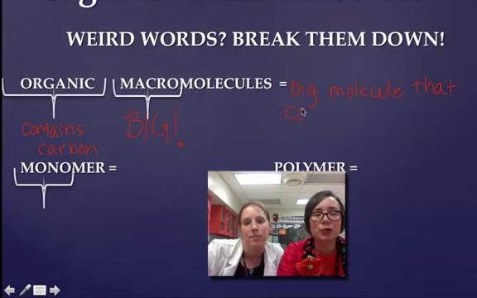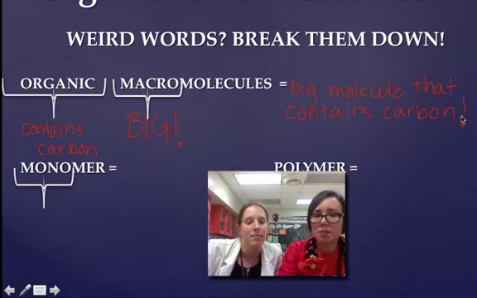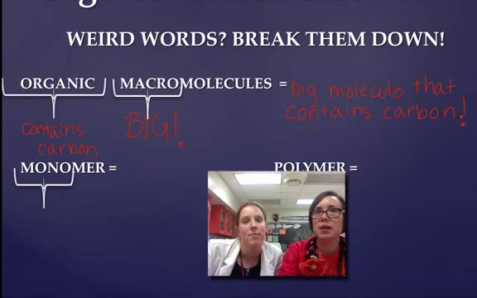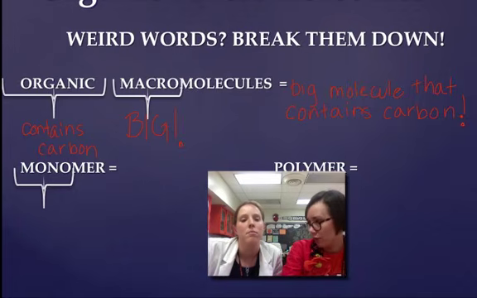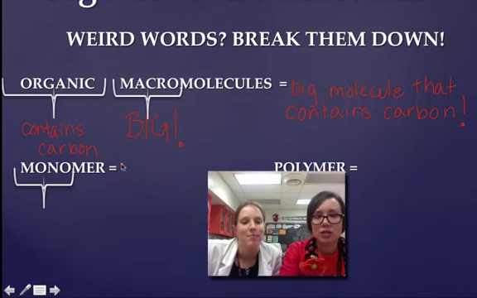So we've just taken this really scary term and made it pretty easy to understand. A big molecule that contains carbon. Now, if this molecule is big, let's think about big things in general. Big things tend to be made up of smaller parts. Okay, so there's probably a word for that. There's always a word. All right, so let's look down at the bottom.